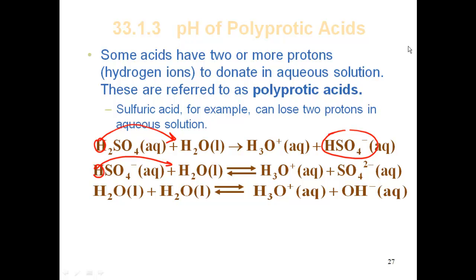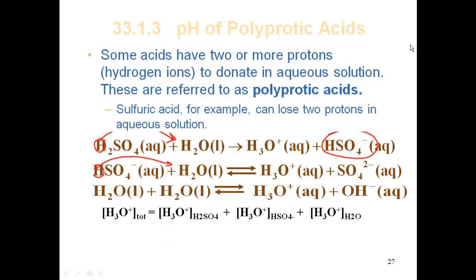So in essence, if I wanted the total hydronium ion concentration of sulfuric acid in water, then I would have to account for all 3 hydronium ion concentrations. I would have to account for the H3O plus coming from the sulfuric acid, as well as the H3O plus coming from the bisulfate, as well as the H3O plus coming from the water equilibrium. But usually we can make some assumptions and simplify calculations.